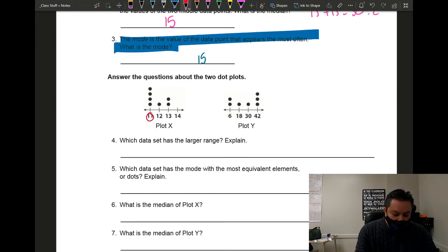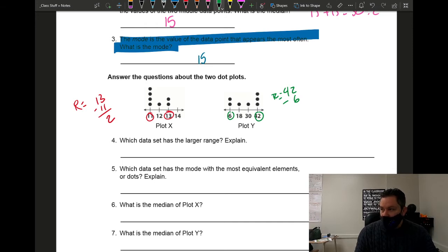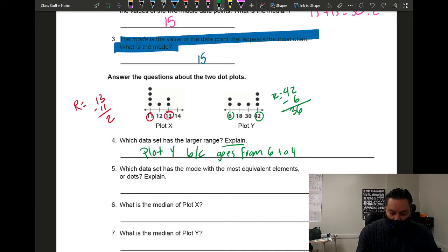In this case, I have dots in here and here. So it's gonna be 13 minus 11, which is gonna be 2. That's for the range. And then I'm gonna do the same thing for the other one. 42 minus 6 is 36. So which one has the largest range? Plot Y. Why? It says explain. Because it goes from 6 to 42, and the difference is 36. That easy. Remember the range: subtract the smallest number from the largest number.